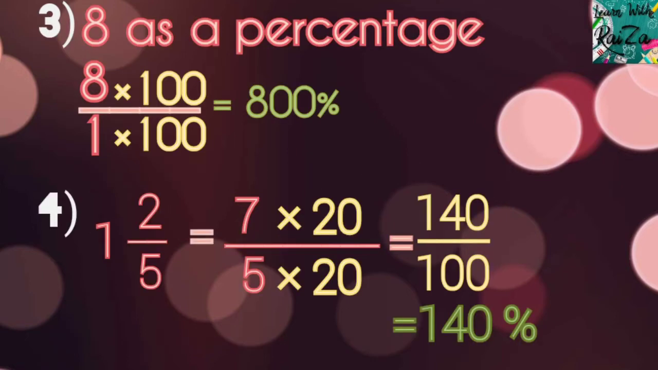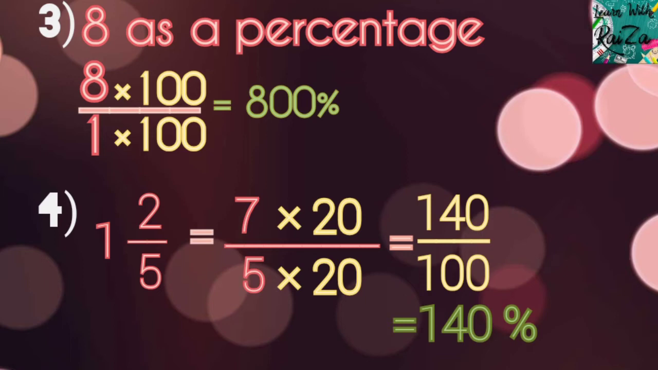The third fact, writing a whole number as a percentage. So 8 is a whole number, okay? But remember, always if a whole number is written as a fraction, the denominator is 1. So 8 upon 1. Like in the previous way, we have to make the denominator 100. So 1 can make 100 easily, right? Because we multiply by 100. So 1 multiplied by 100 is 100. 8 multiplied by 100 is 800. So 800 upon 100 as a percentage is 800%.